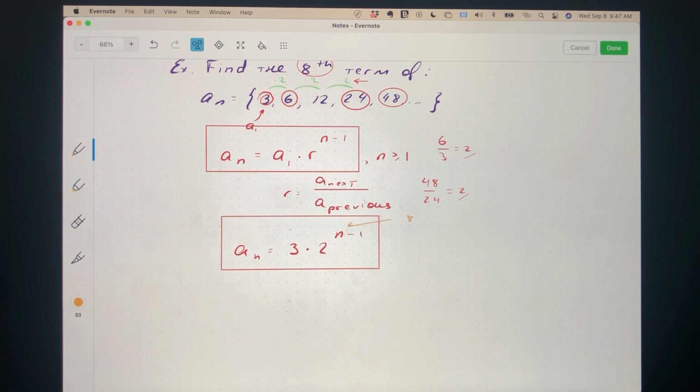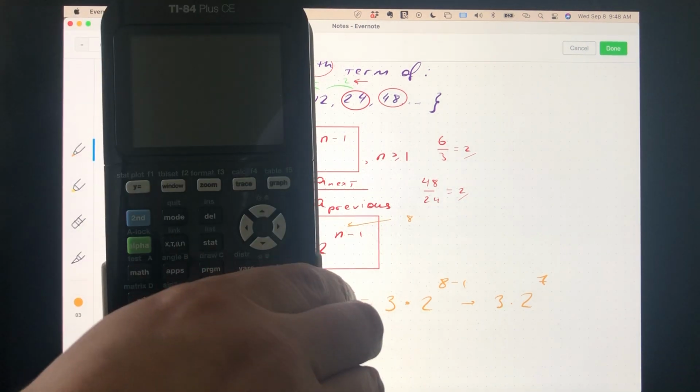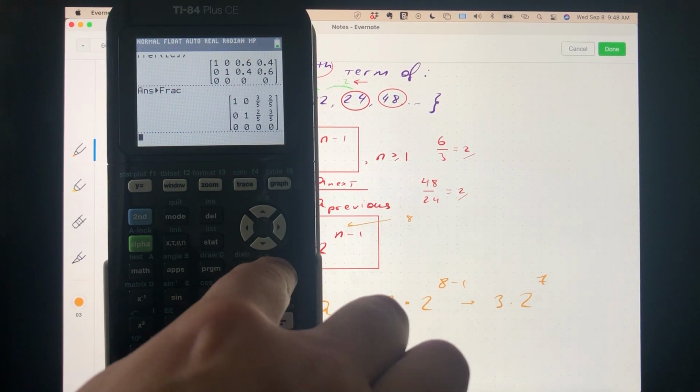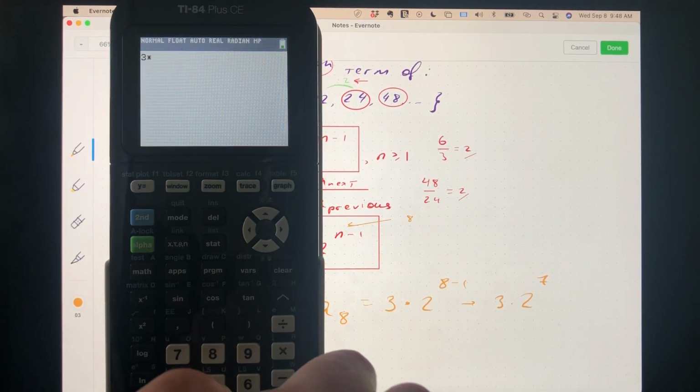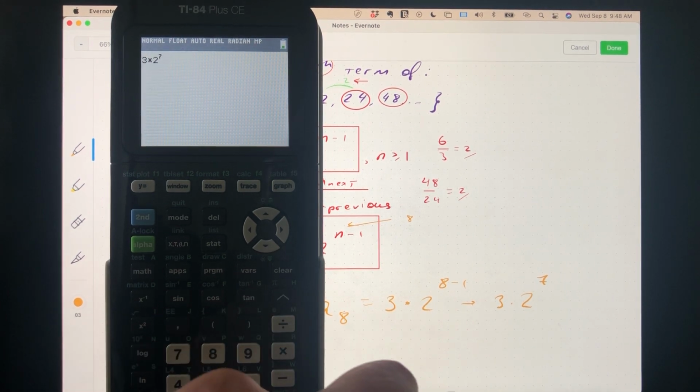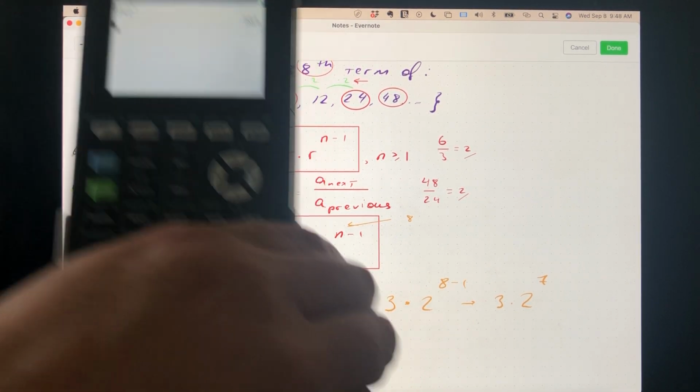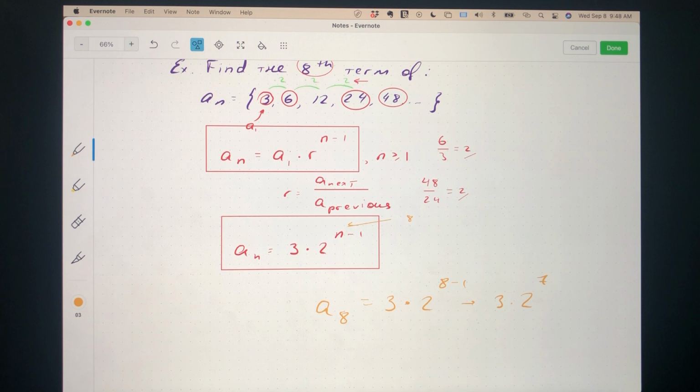And we'll be done. So a sub 8 is 3 times 2 to the power 8 minus 1, which is 3 times 2 to the 7. We type in this information into the calculator and we get 3 times 2 to the power 7. We have 384, and this is the answer to the eighth term.